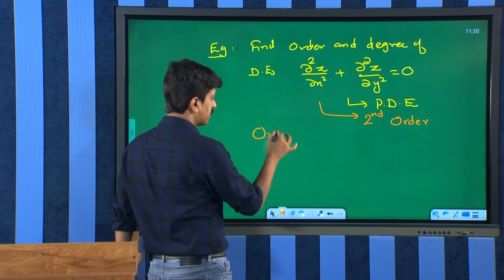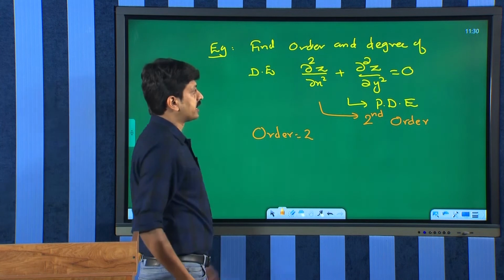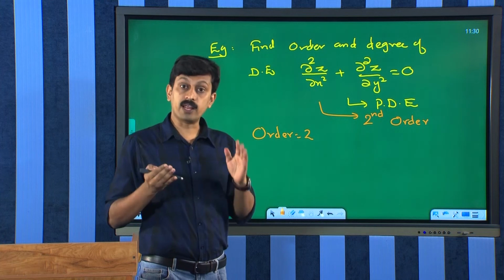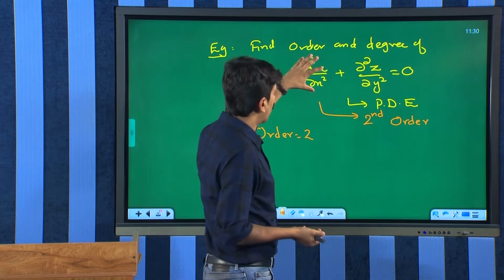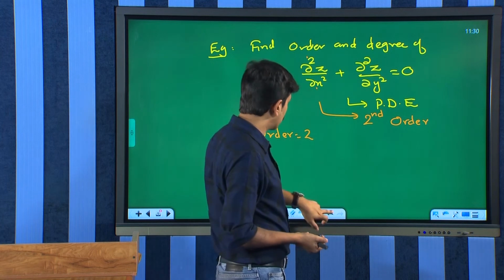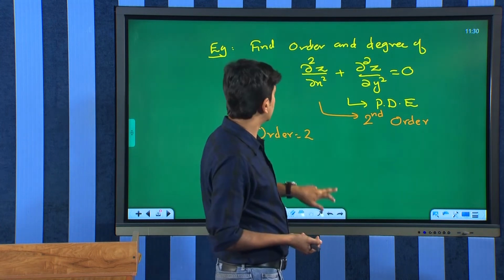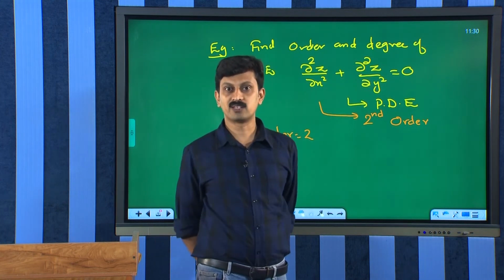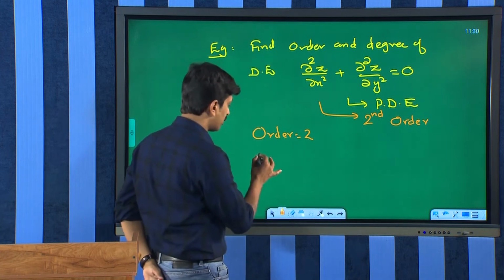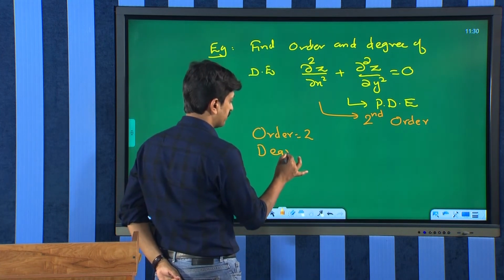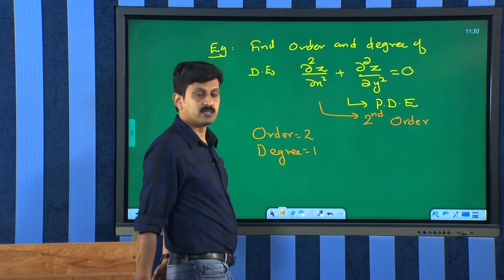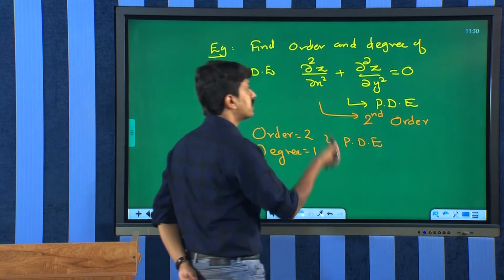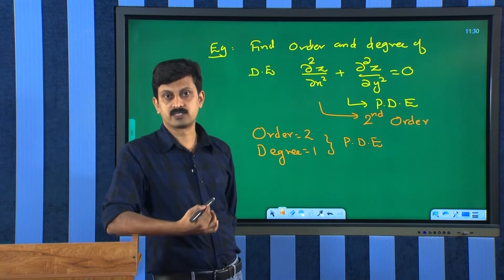Order of the differential equation is equal to 2. While checking the powers of the differential equation, ∂²y/∂x² has a maximum power equal to 1, and ∂²y/∂y² has a maximum power equal to 1. So we can say that it is a second order, first degree equation. This is a second order first degree partial differential equation.